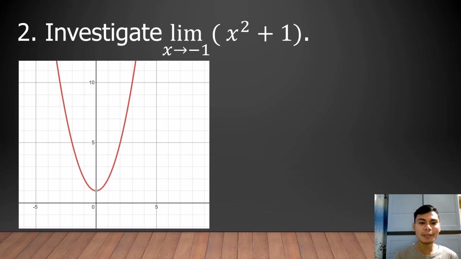Okay. Example number 2. This is the graph of x squared plus 1. So, we will find the limit as x approaches negative 1. So, hanapin lang natin si negative 1. Ang papunta dito, it's the positive. Ang papunta sa left, negative. So, using the idea, values from the left.